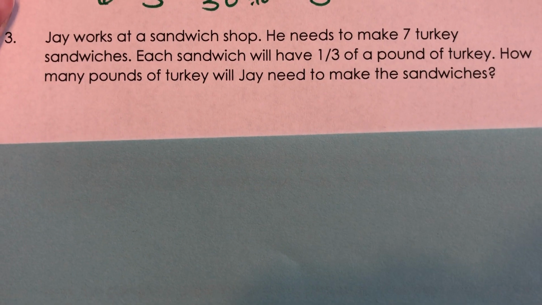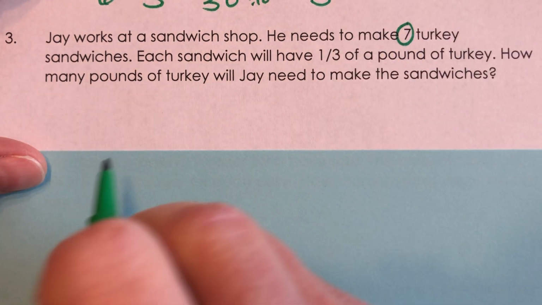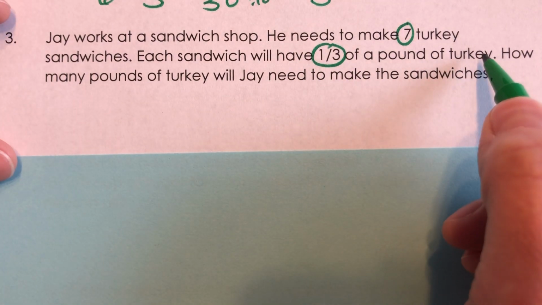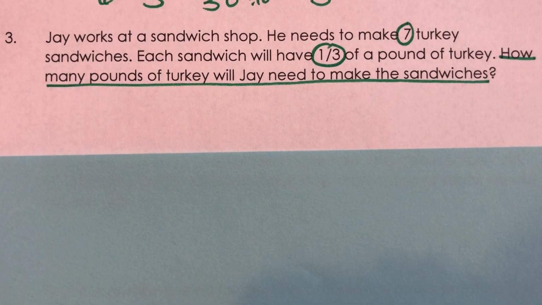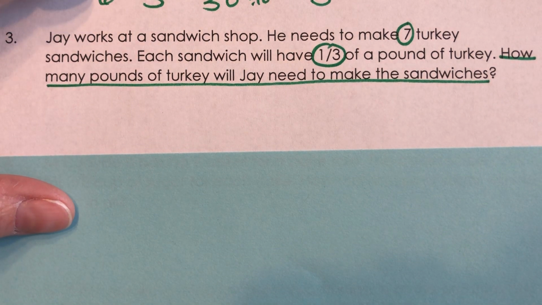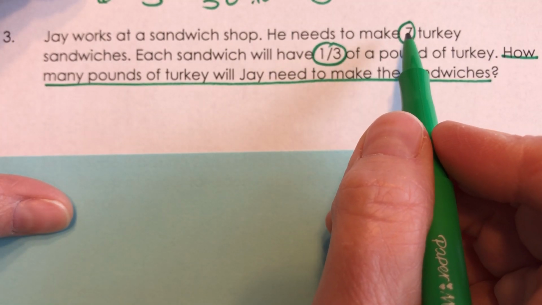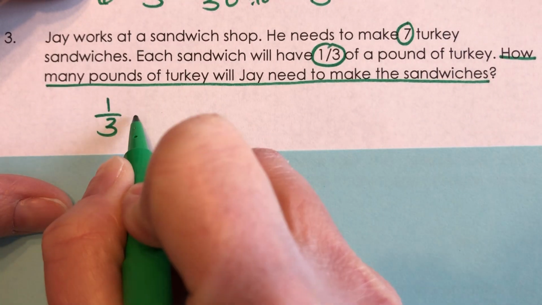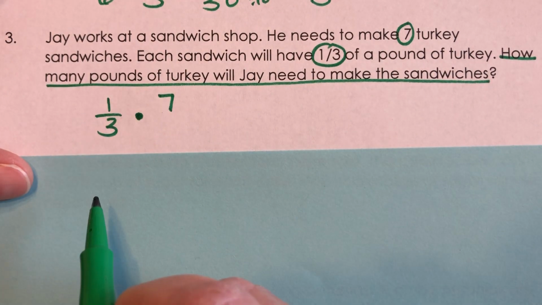It says, Jay works at a sandwich shop. He needs to make 7 turkey sandwiches. Each sandwich will have 1/3 of a pound of turkey. How many pounds of turkey will Jay need to make the sandwiches? Now you go ahead and write an equation and solve it. Press play when you're ready. Okay, so each sandwich will have 1/3 of a pound. So that means I want to take 1/3 of 7 sandwiches. So you should be taking 1/3 times 7.